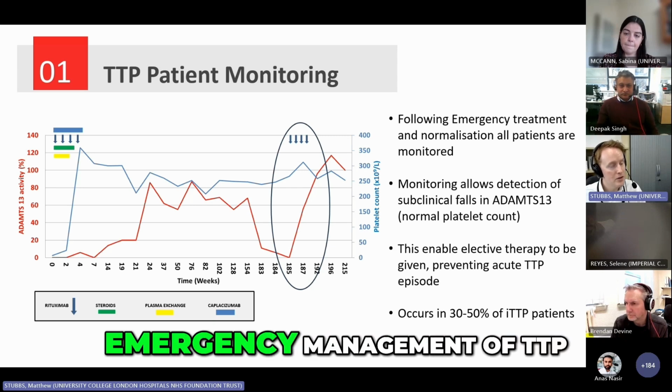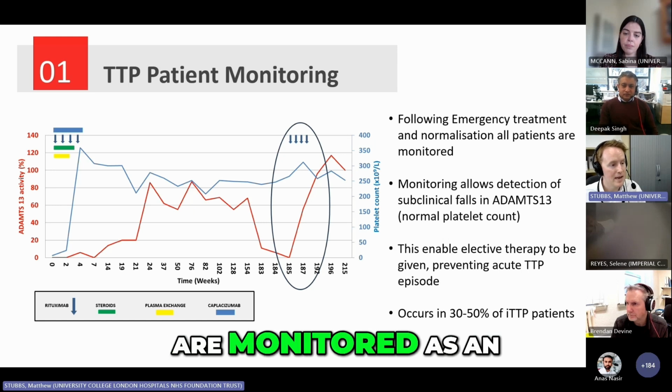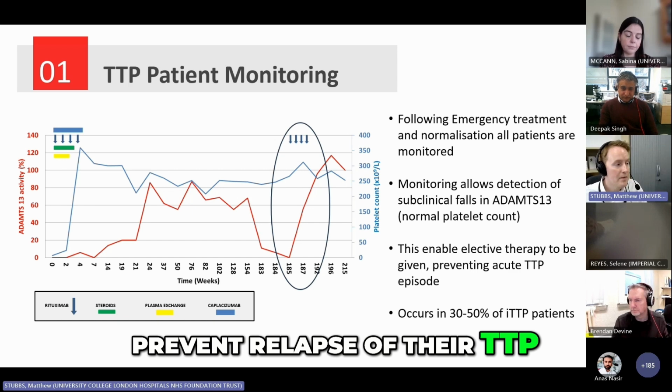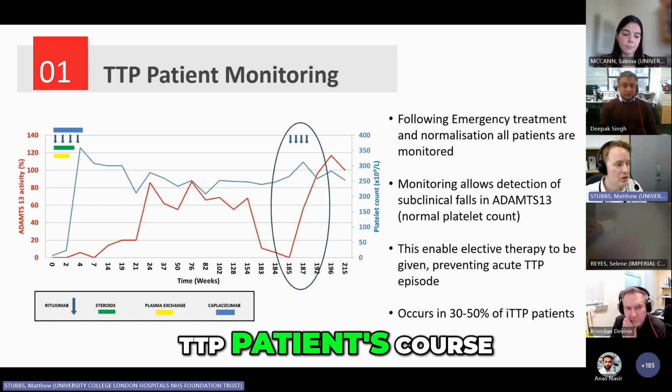Following on from the emergency management of TTP, all patients with TTP are monitored as an outpatient to try and prevent relapse of their TTP. And this schema here shows us what is happening in a typical TTP patient's course.